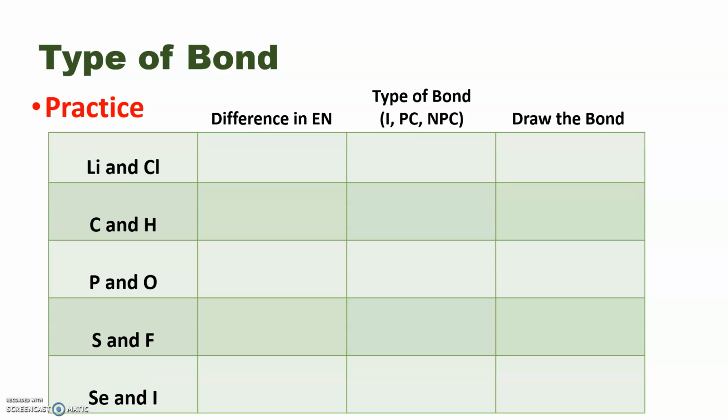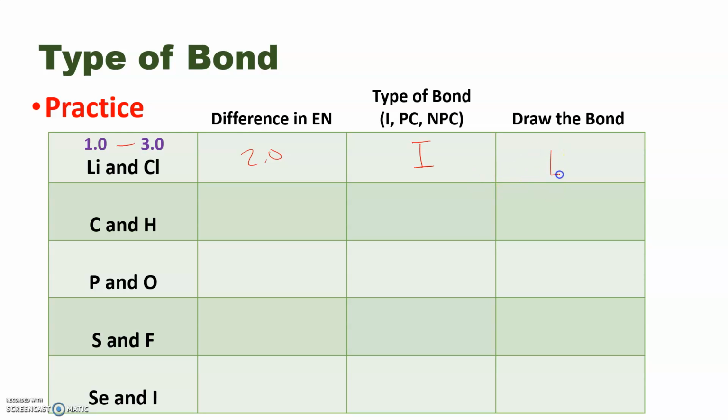So let's practice here. This is what you're going to be asked to do on your types of bond worksheet. The first thing you have to do is look up the electronegativities. Now, I don't have a yellow sheet, so I pre-set them in here. So we've got 1 and 3. The difference between these two is 2.0. 2.0 would mean that this is an ionic compound, so I'd label it as I for ionic.